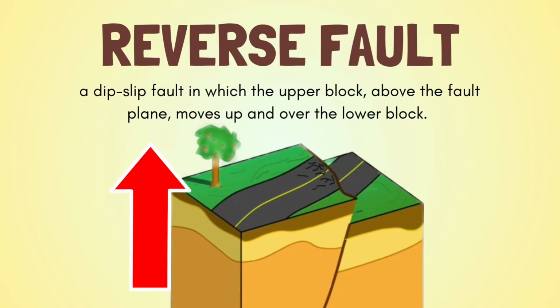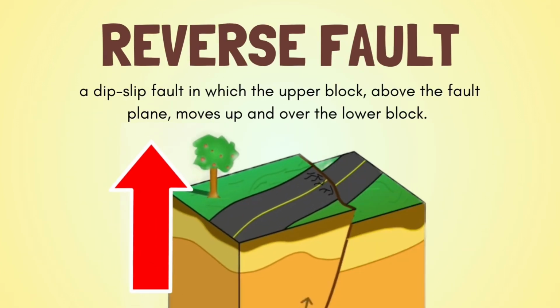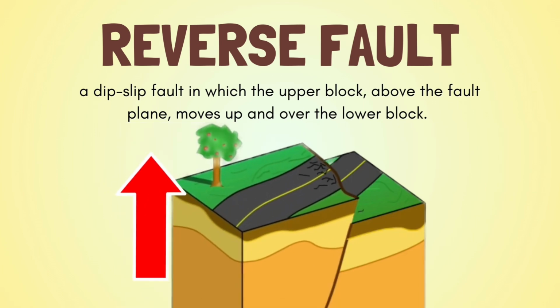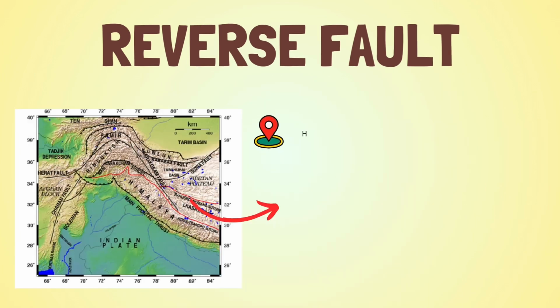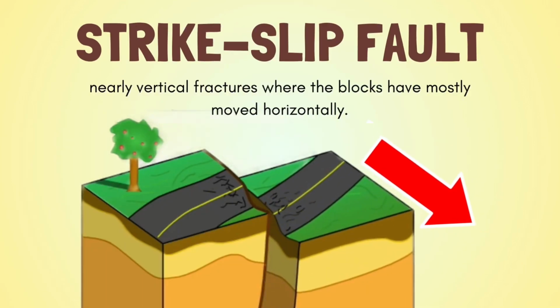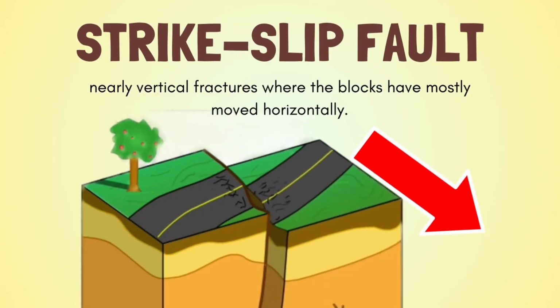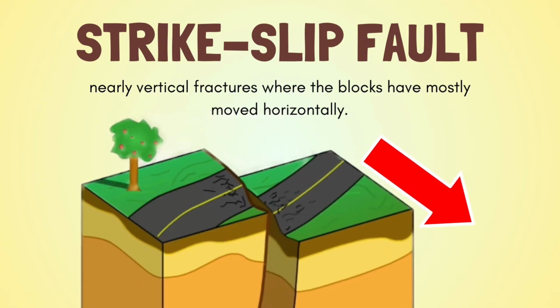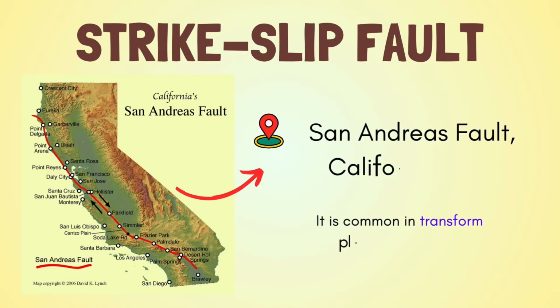A reverse fault is a dip-slip fault in which the block above the fault plane moves up and over the lower block. An example of this is the Himalayas Mountains in India. This type of fault is common in areas where plate boundaries converge. A strike-slip fault is a nearly vertical fracture where the blocks have mostly moved horizontally. An example of this is the famous San Andreas Fault in California, USA. It is common in areas with transform fault boundaries.